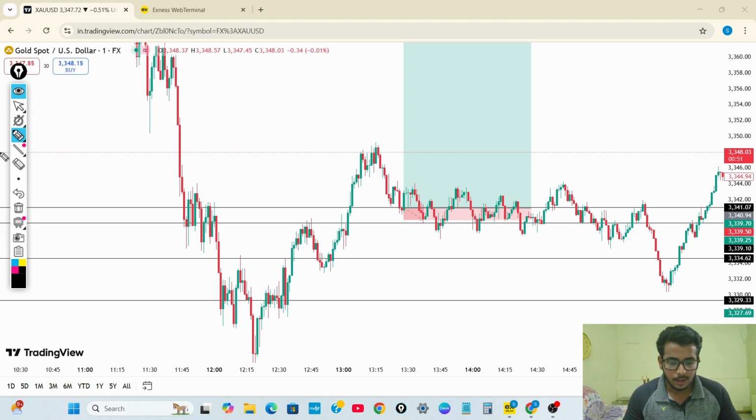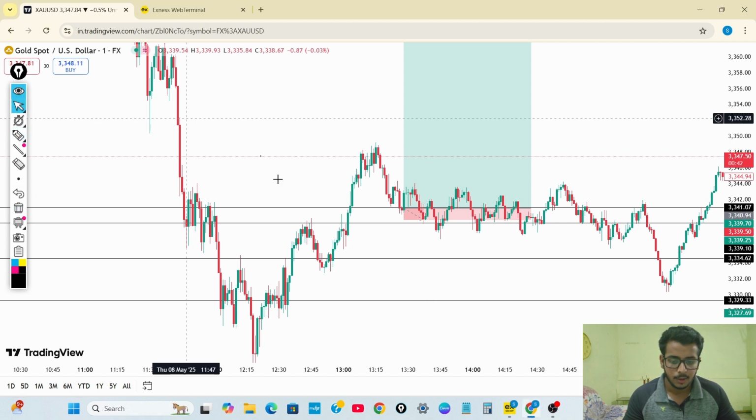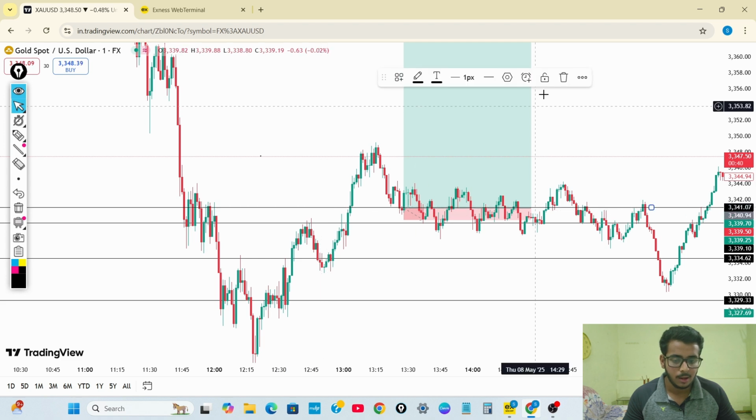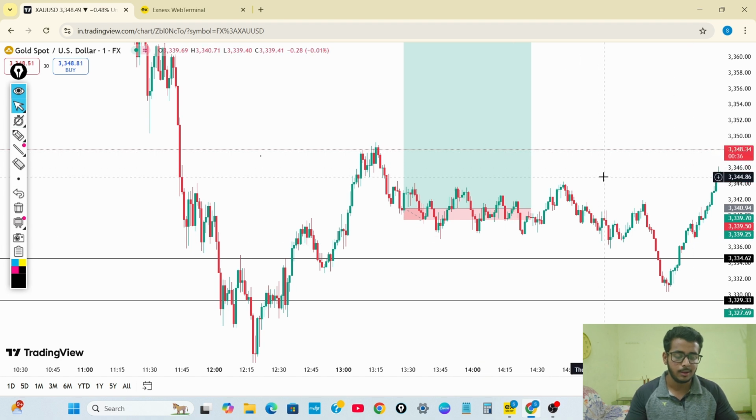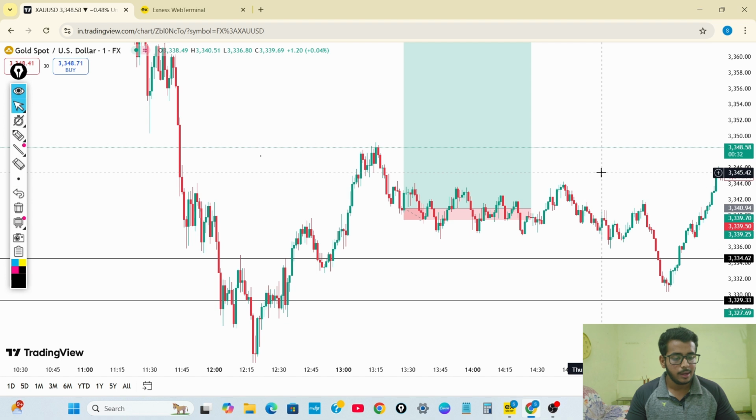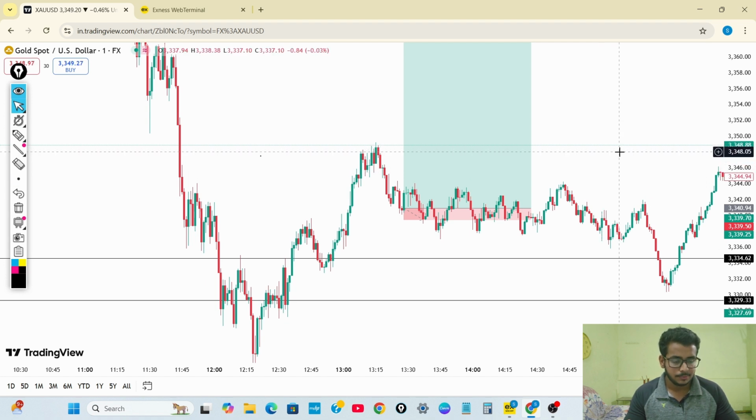After that, I drew the correct fib levels here. This was the correct fib level. Let me remove the wrong fib level so that I can tell you. After drawing these fib levels, I was confident that if the market comes here, it can go up. So what happened is, I just waited. I closed the system.